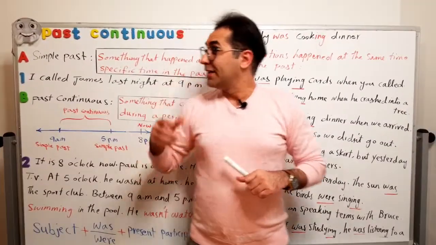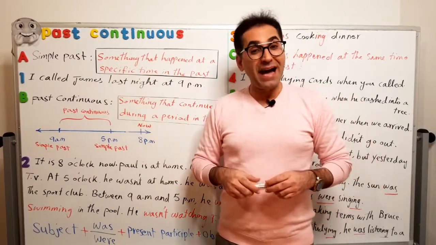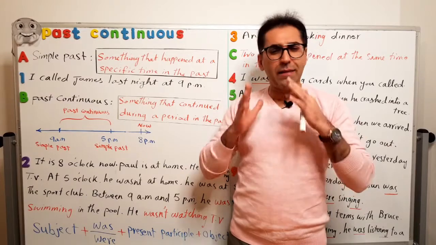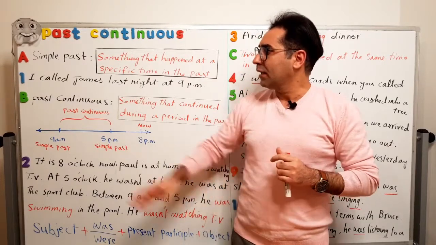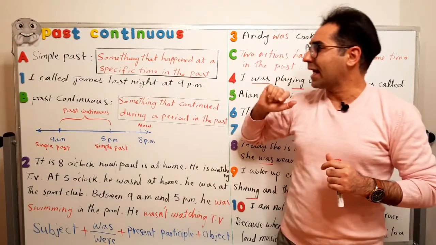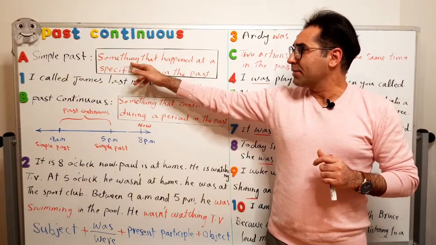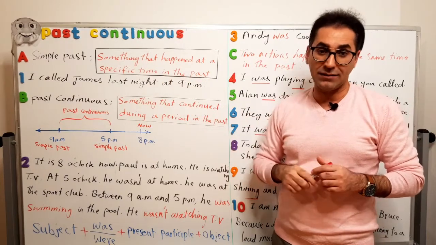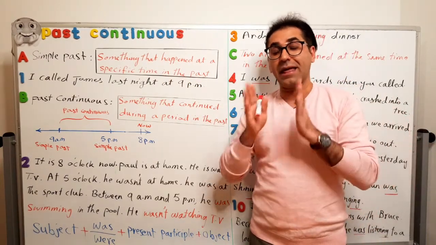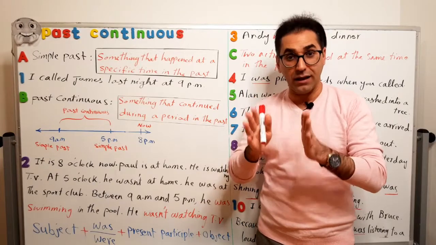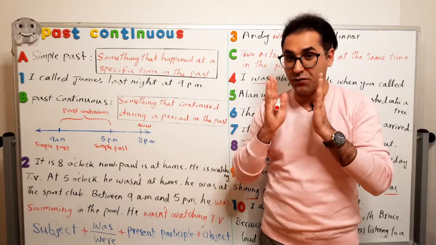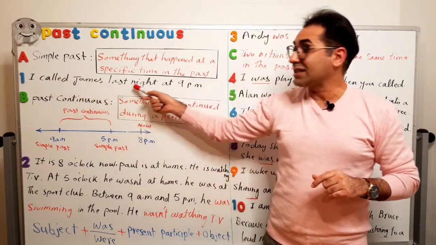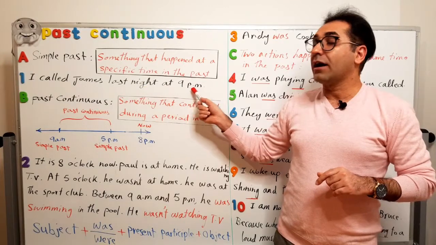Alright guys, as I told you, today we're going to talk about past continuous, but before we start this lesson, we're going to have a quick review of what is simple past. As you know, simple past is a tense that is about something that happened at a specific time in the past. So something that happened in the past and finished in the past at a specific time. For example, I called James last night at 9 p.m.